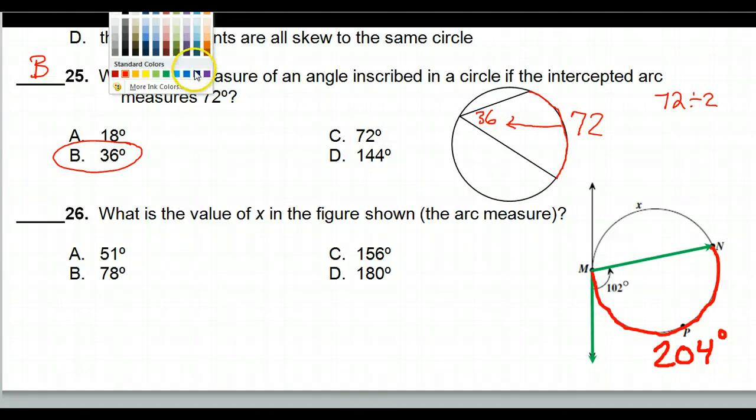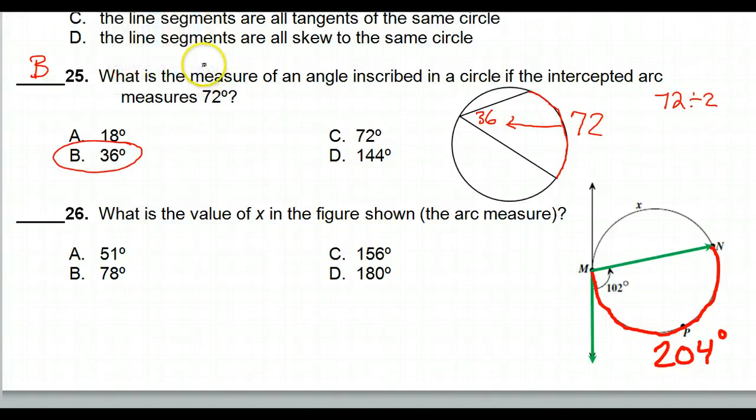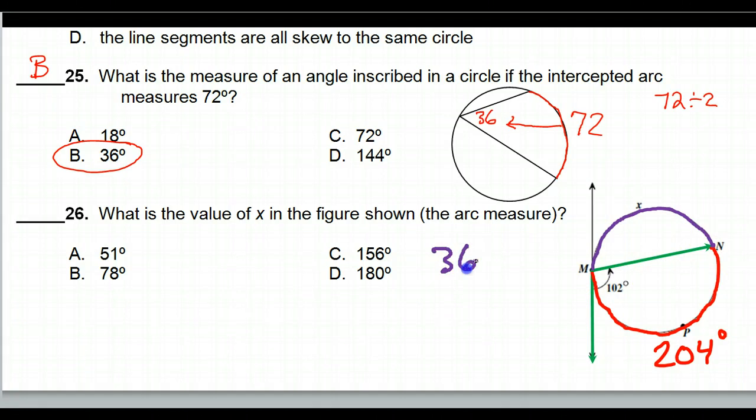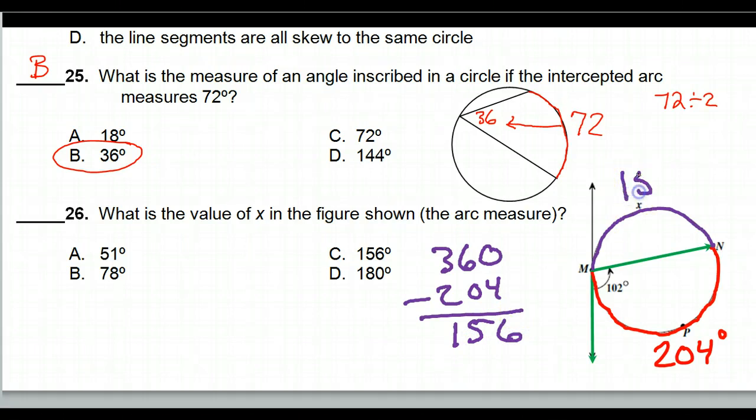Now we are being asked to find the value of x in this picture. And in this picture, x is what I'm going to show here in purple. Okay, so this is what we are looking for, the purple. But we know the whole circle is 360, so all we really need to do is take the whole circle, subtract the 204, and that should leave the x part. Okay, so that's why this is going to be 156 degrees. Alright, that's why the answer is C.